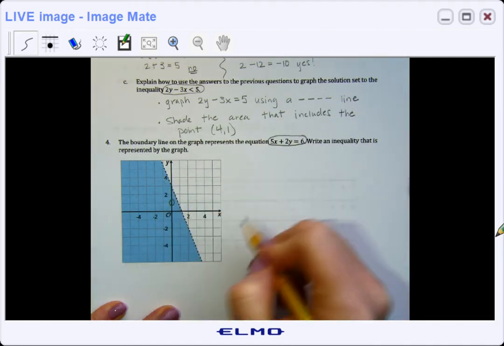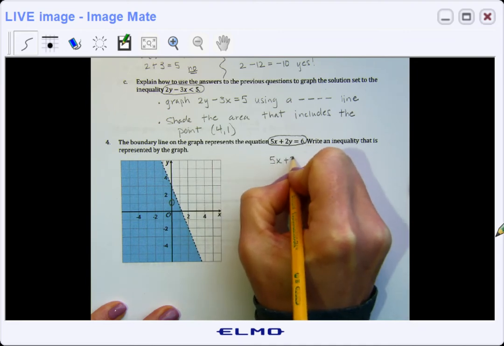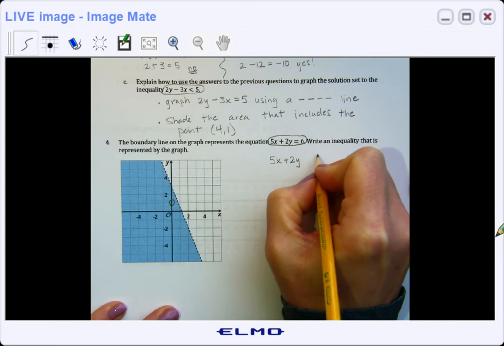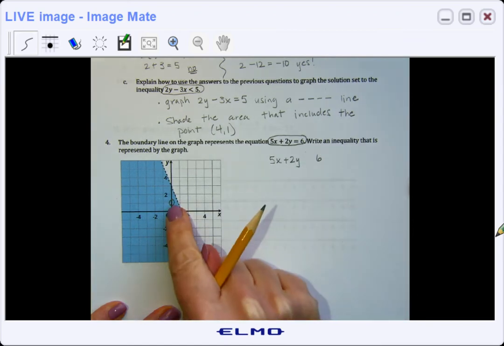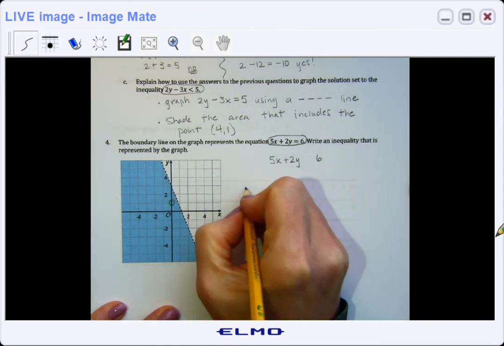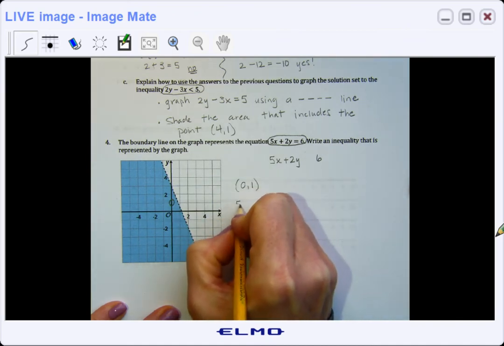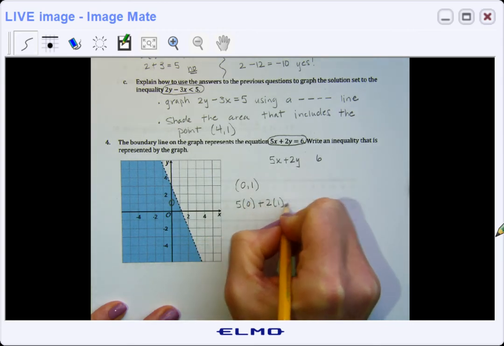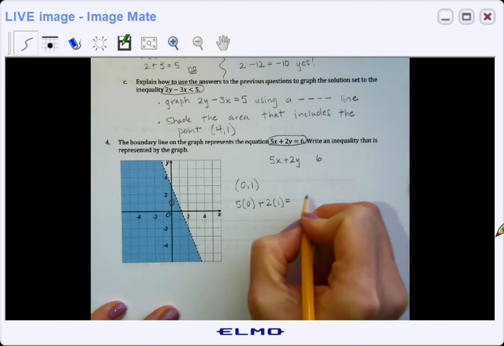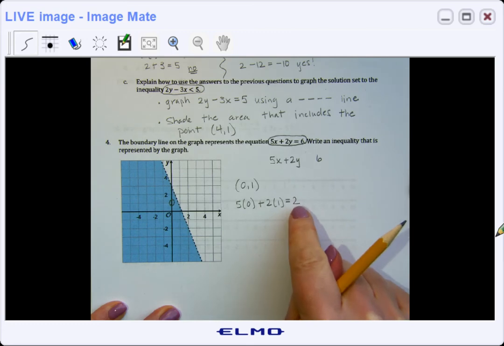So if this is the boundary line, the first thing I know about the inequality is it has 5x plus 2y on one side, and it has 6 on the other side. So I'm going to figure out the symbol that goes in between them by testing this point. So again, this was the point (0, 1). So I put a 0 in for x and a 1 in for y. And I get 0 plus 2, which is 2. So is 2 less than 6 or is 2 more than 6? 2 is less than 6.